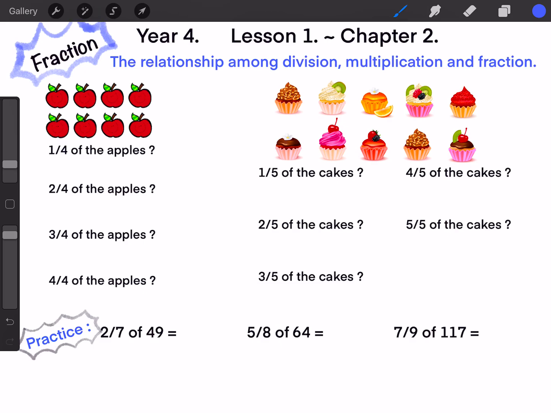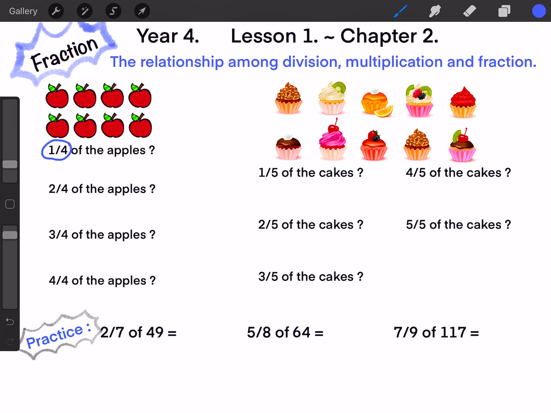In Year 4, Lesson 1, Chapter 2, we will talk about the relationship among division, multiplication, and fraction. First example, we have 8 apples. What's 1/4 of the apples?